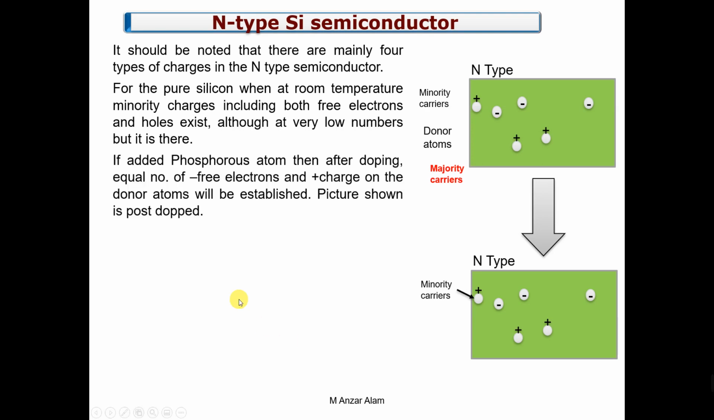Let's see more. If we add the phosphorus atom, then after doping, an equal number of negative free electrons and positive charges on the donor atoms will be established. The picture shown is post doping.